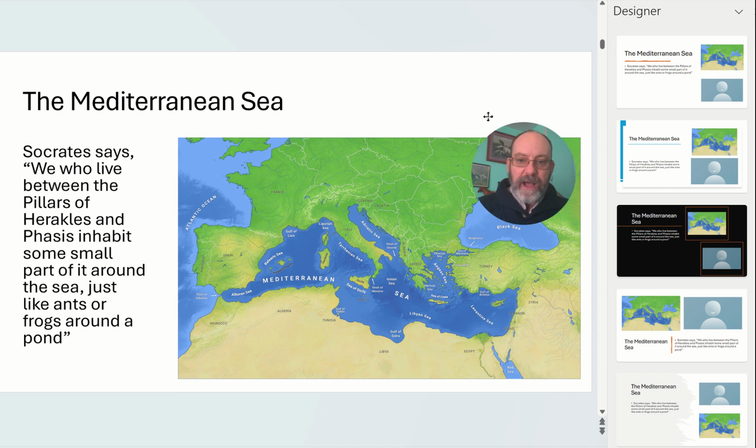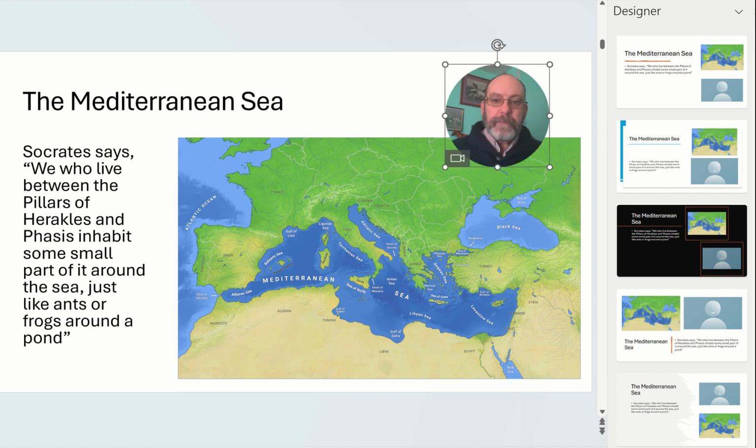That's sort of how this region was understood, that this is a giant pond, the Mediterranean Sea, and there's a bunch of frogs around it, and those frogs would have some interaction. They'd be able to hear each other, know what the next one's doing. But it is just a big pond.